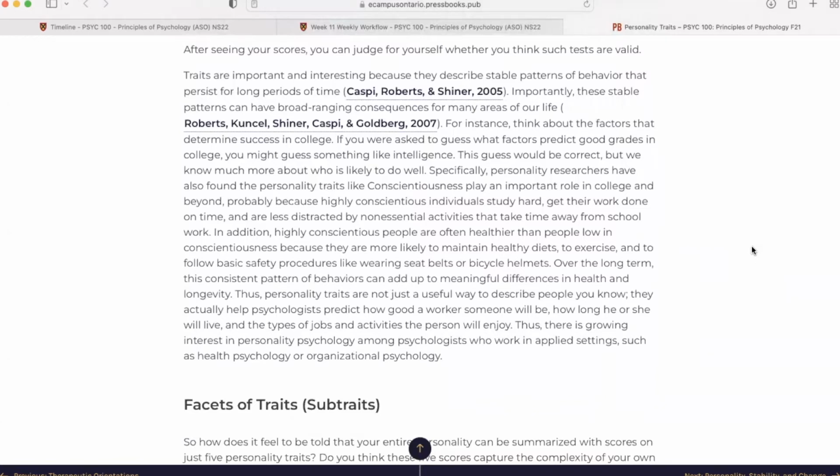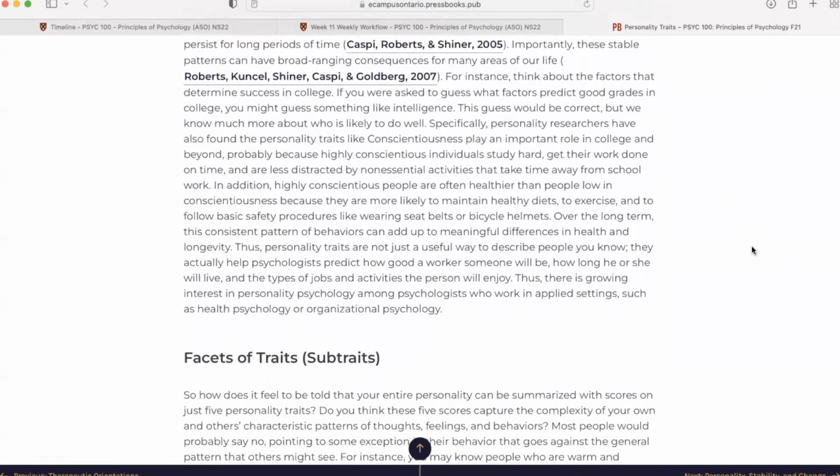This guess would be correct, but we know much more about who is likely to do well. Specifically, personality researchers have also found that personality traits like conscientiousness play an important role in college and beyond. Probably because highly conscientious individuals study hard, get their work done on time, and are less distracted by non essential activities that take time away from schoolwork. In addition, highly conscientious people are often healthier than people low in conscientiousness because they're more likely to maintain healthy diets, to exercise, and to follow basic safety procedures like wearing seatbelts or bicycle helmets. Over the long term, this consistent pattern of behavior can add up to meaningful differences in health and longevity.